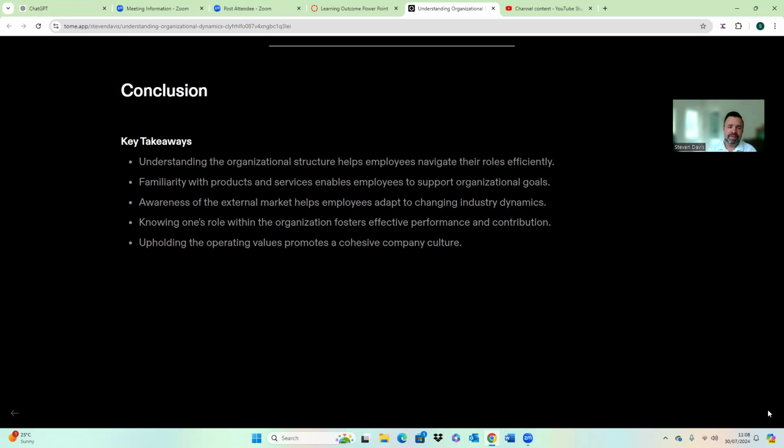And throughout everything you do, you should be upholding the operating values and promoting the company's culture at all times because you are the beacon of values and culture.